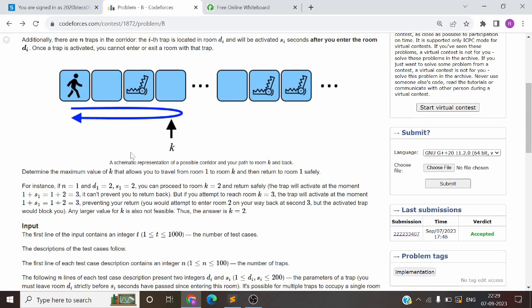For example, suppose you are here, you step one, you are currently at first position. Now you are moving to second position. You move to third position. अगर ये जो trap है ये 5 सेकंड बाद एक्टिवेट होने वाला है. So you can move to the fourth position. 1 सेकंड हो गए. You can move to the fifth position. 2 सेकंड हो गए. If you will now move to the sixth position, 3 सेकंड हो गए.